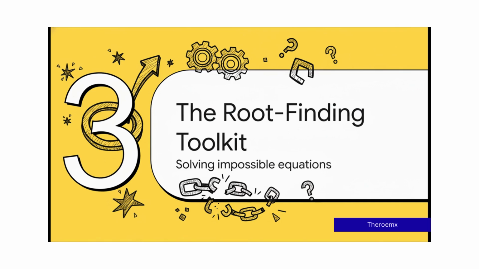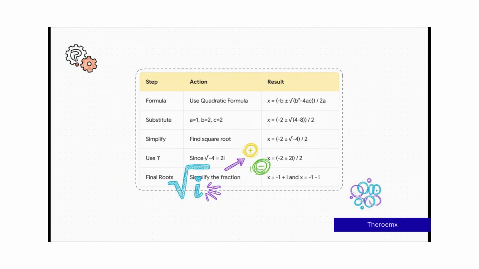We've mastered division, now let's get back to our original mission, solving those impossible equations. Remember that equation from the very beginning? Let's take it down for real this time. We plug the numbers into the quadratic formula, and just like before, we hit that roadblock, the square root of -4. But this time, we're not stuck.